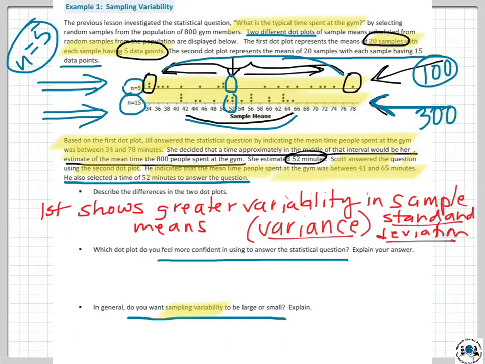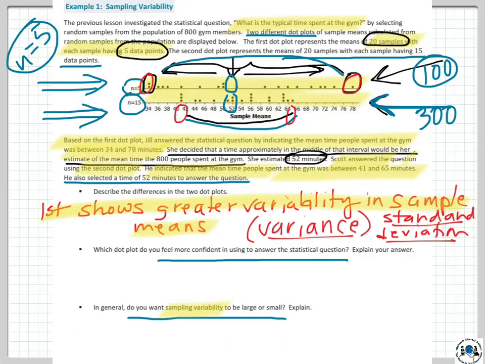Just stow them away. But anyway, basically here, the first one shows a greater variability in the sample means. As you can see, it goes all the way from 34 to 78, whereas here we have 41 to 65. So there's greater variance or variability.